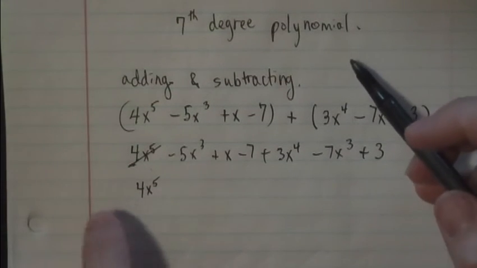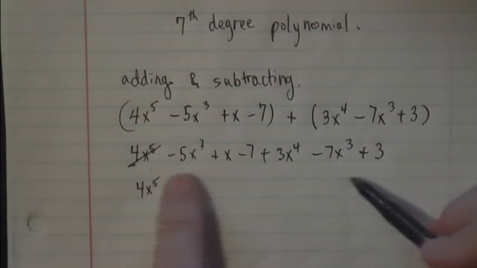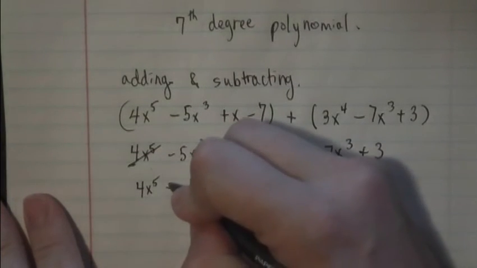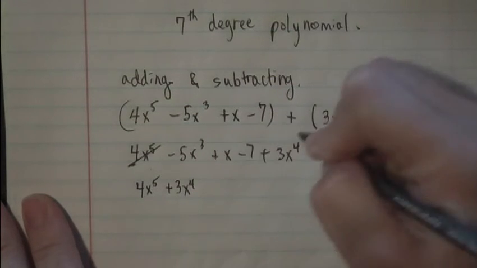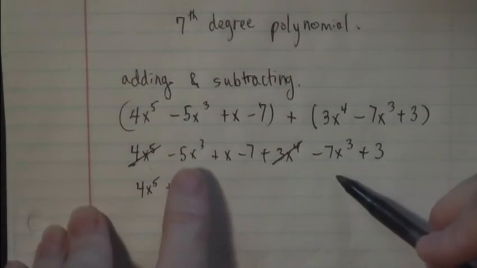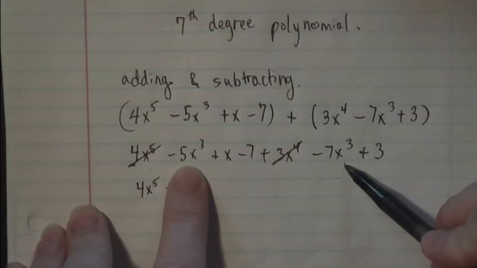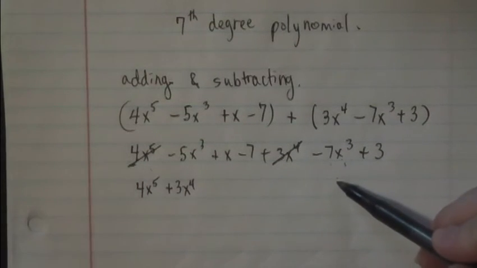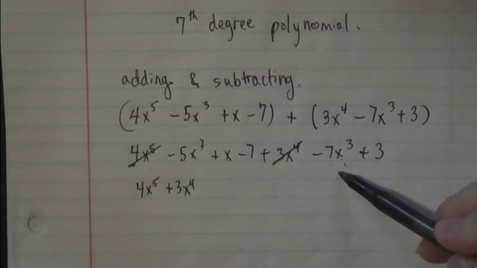Cross off that term. Then I have to say, are there any x to the fourths? There is one x to the fourth term. It's a plus 3x to the fourth. Write that down. Then x to the third. I have 2x to the thirds, and I'm going to bring the minus with it. So minus 5x cubed minus another 7x cubed.